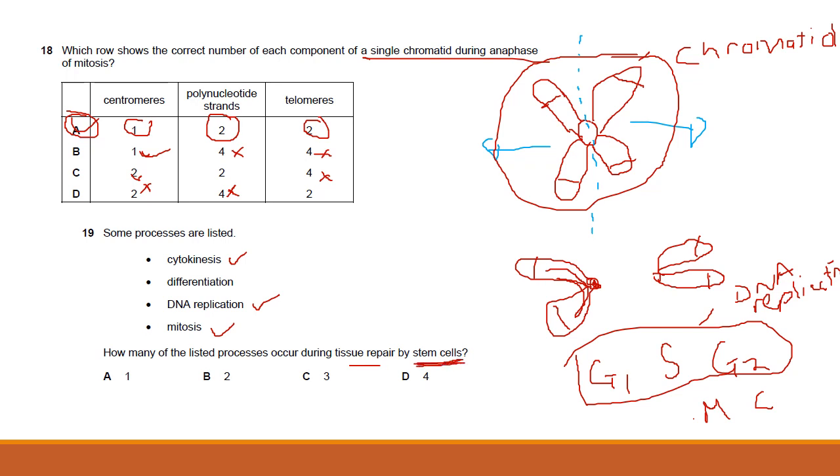The last bit is that it's telling you by stem cells. If this was just tissue repair, you might not think of differentiation. But stem cells are able to differentiate themselves into different parts of the body that are required. So differentiation is certainly part of it. So how many of the listed processes would occur during tissue repair by stem cells? The answer is 4.